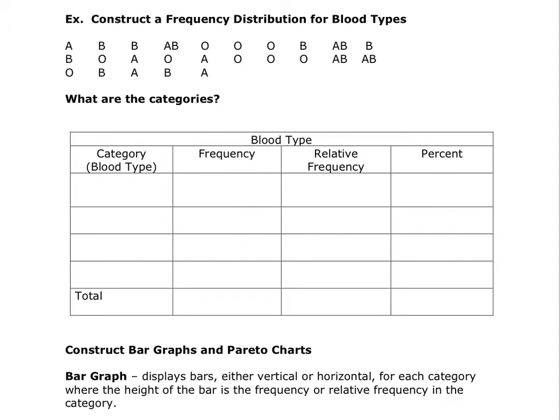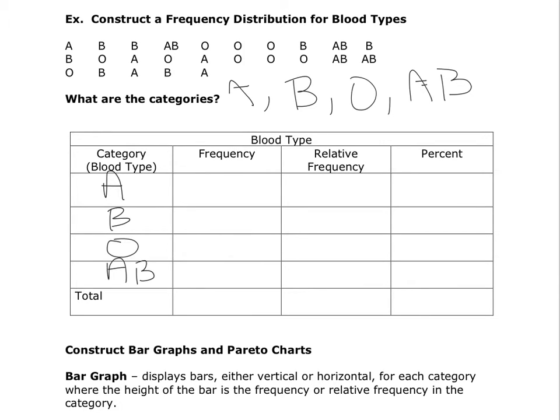Okay, so we're going to construct a frequency distribution for this data on blood types. If we look at this, we're first going to ask ourselves, what are the categories? So if I'm looking at this, I see A, B, O, and AB. So I'm going to put those under my categories: A, B, O, and AB. Sorry, stylus is not awesome.